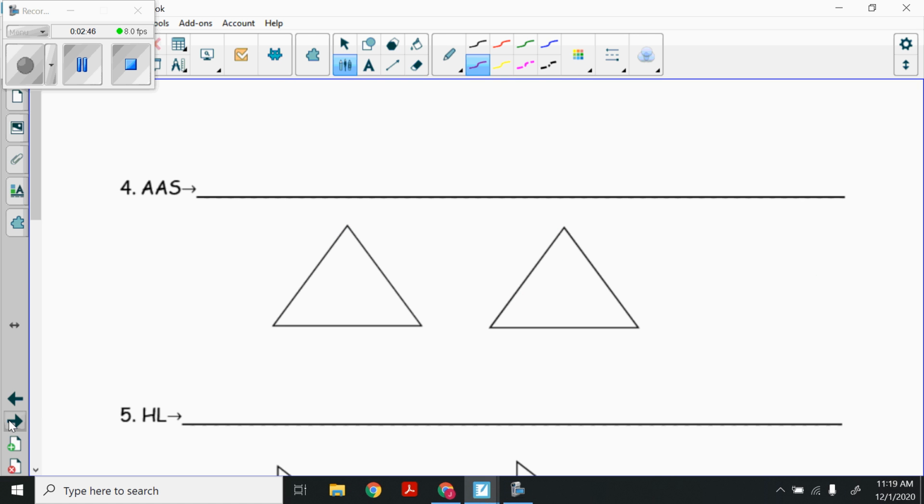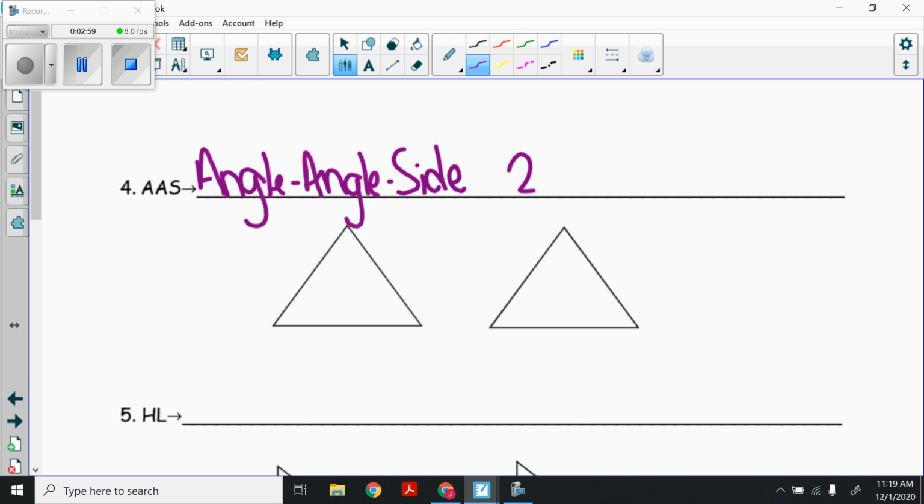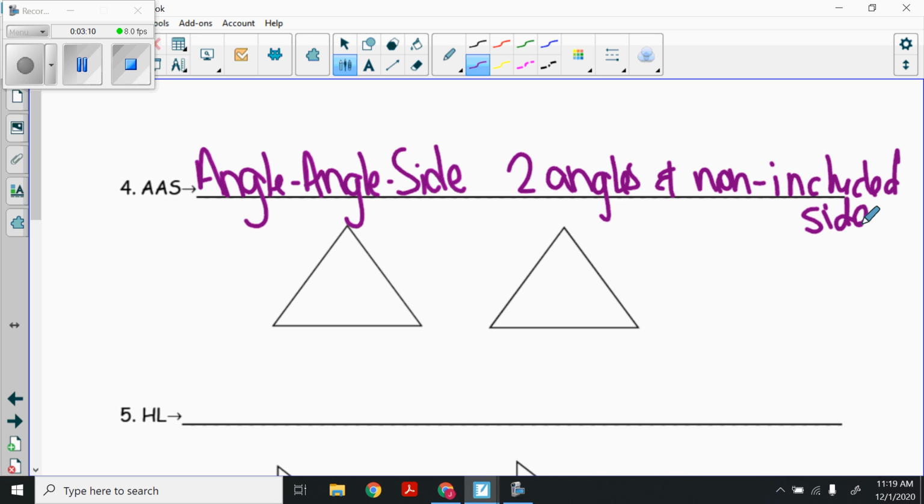Number 4, AAS is the abbreviation. This stands for angle, angle, side. This one is different than the last one because this is 2 angles and the non-included side. So this is where I have 2 angles and the side that doesn't touch both of my angles. So let's say I have this angle and this angle. So then angle, angle, then this side over here that doesn't touch both of them. So I could have angle, angle, side. Okay.